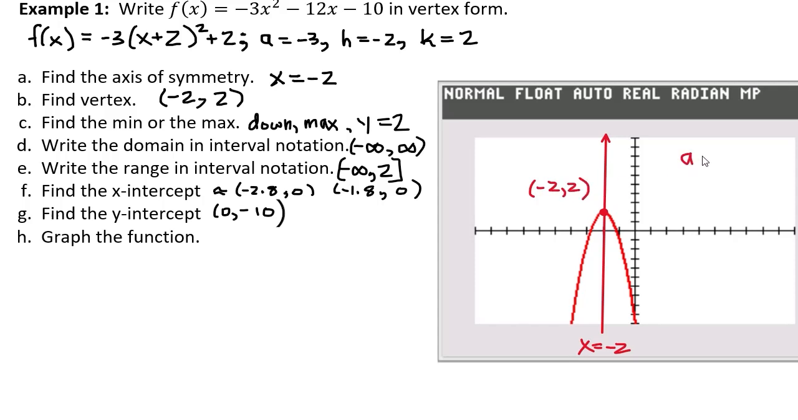Since a is equal to negative 3, it opens down. So the highest point, the maximum value, will be y equals positive 2. And you can see that the highest point on the graph also indicates to us the range, which is from negative infinity to 2. And it crosses the x-axis approximately at negative 2.80, which is really (6 minus the square root of 6) all divided by negative 3. And this point here, negative 1.8, which is actually (6 plus the square root of 6) all divided by negative 3, 0.